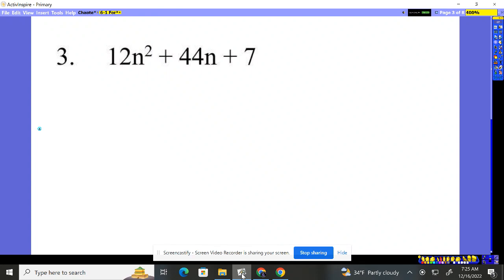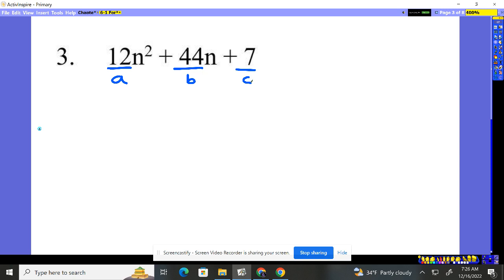Number 3, we want to factor this trinomial. The problem is this value out in front, we're not used to having a value there. Well, we call that the A value. So this is called the A value. The middle in front of the n is called the B, and back here is called your C value.